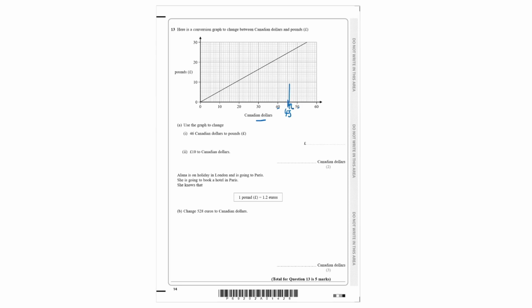We draw a line perpendicular to this value. And then we draw a line perpendicular again until it meets the y-axis. It's halfway between 20 and 30, so that has to be 25.